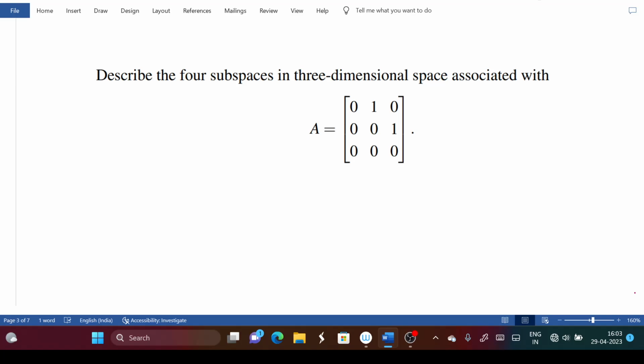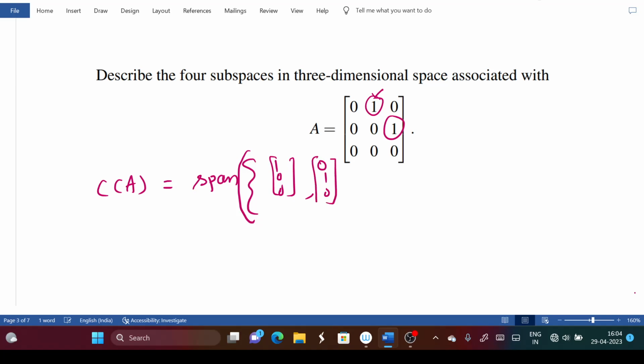Every component is having three components, so it's okay. Now the first column is a 0 column, so it is not a pivot. So what is C of A? It is span of (1, 0, 0) and (0, 1, 0). That means the first two components can take any value, which means it is the xy plane in R cube.